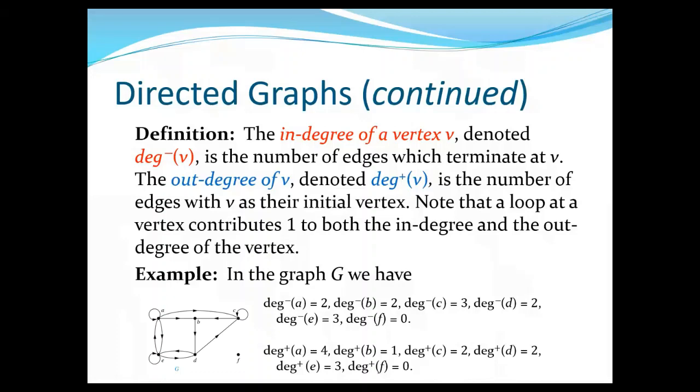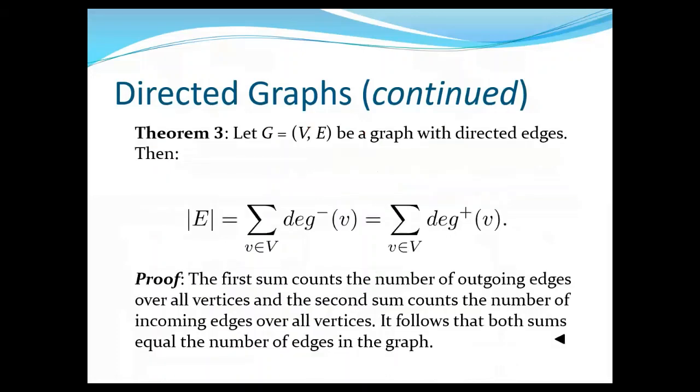And we have this theorem number 3 that determines the number of edges. Let G equal to vertex and edges be a graph with directed edges. So the summation of in degree at vertex V is equal to the summation of out degree at vertex V. So basically, the number of edges for the out is equal to the in, is equal to the number of edges if we're talking about directed edges.